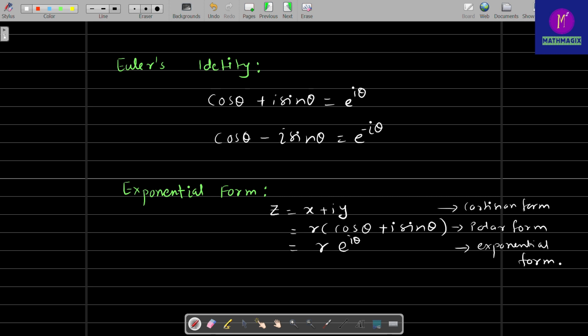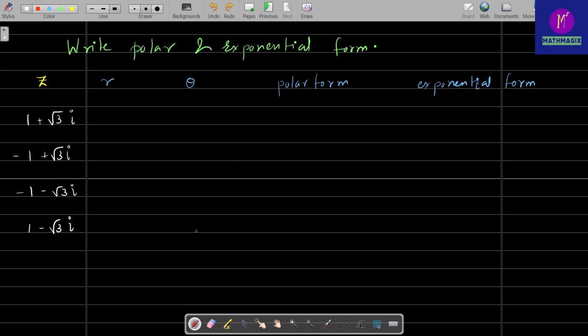So this is the way we can convert any complex number in the polar form and hence in the exponential form. Let us see a few examples of this. Let us try to find out the polar form and exponential form of these numbers. In order to find out a polar form and exponential form, we always require r and theta. So first of all, let us find out r and theta of all these numbers.